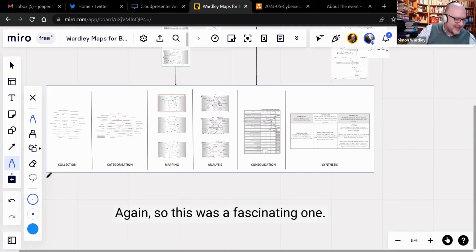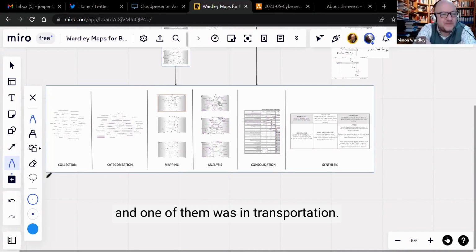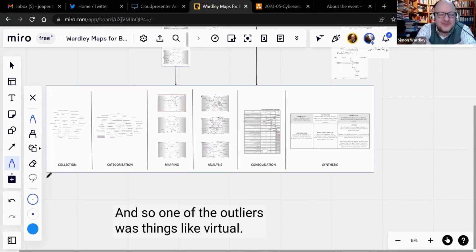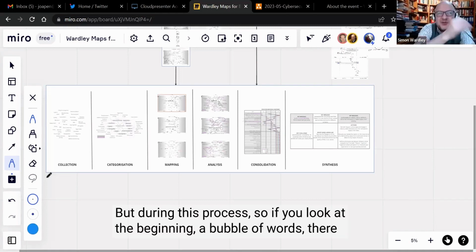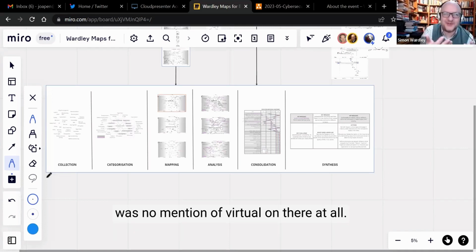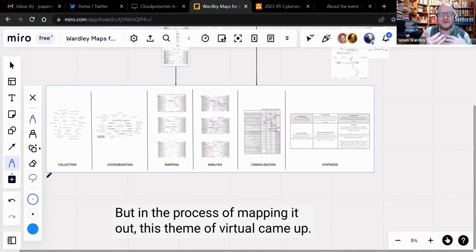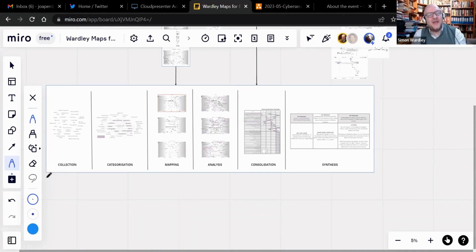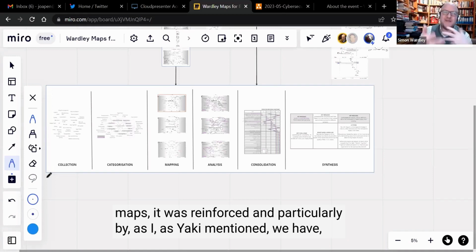No, you're absolutely right. Again, this was a fascinating one. I've done this, as I said, for about 12 different industries so far. And one of them was in transportation. One of the outliers was things like virtual. You wouldn't have thought transportation is about cars, self-driving cars. What's virtual got to do with it? But if you look at the beginning bubble of words, there was no mention of virtual on there at all. And when they categorized, they didn't even look at virtual. But in the process of mapping it out, this theme of virtual came up. And when they started to talk about what was actually important on the maps, it was reinforced.